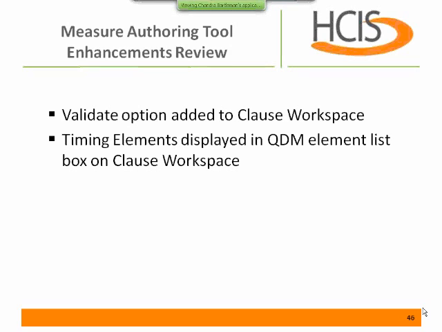Within Measure Composer, you will be able to verify that timing and relationships are complete by performing a validation. Incomplete timings will appear highlighted in red. Remember, you will be prevented from packaging your measure if you have incomplete timings or relationships. Timing elements will be pre-populated in the QDM element list box, since they do not have an OID and cannot be retrieved from VSAC.